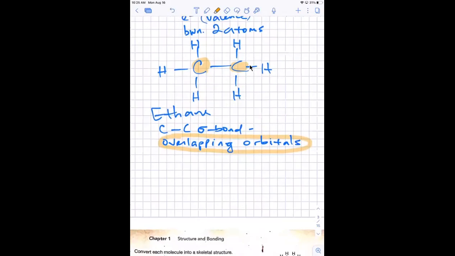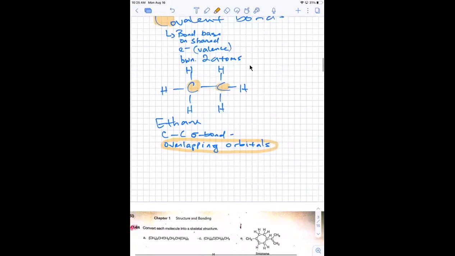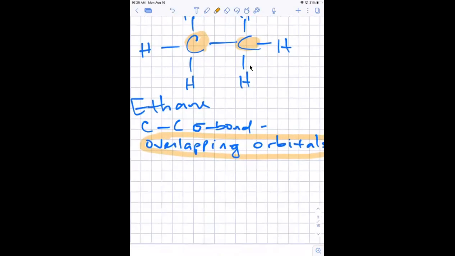Go right ahead. What does it say? That says CCO sigma bond. Sigma bond? It's a sigma. Oh, sigma bond. Yeah, lowercase Greek s. Okay. Thank you.